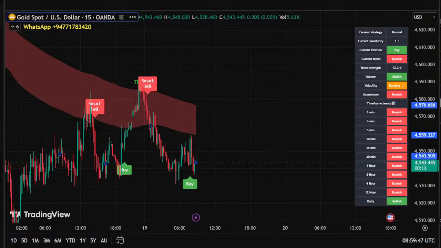When the MACD line crosses above the signal line, it generates a bullish signal, suggesting it may be a good time to buy. When the MACD line crosses below the signal line, it generates a bearish signal, suggesting it may be a good time to sell. The MACD is effective in identifying trend reversals and the strength of a trend, which is crucial for trading in the volatile gold market.